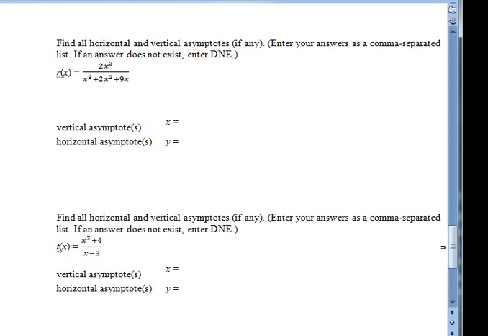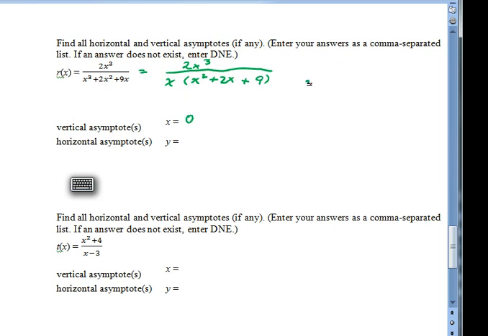And we have two problems left. 2x cubed divided by x cubed plus 2x squared plus 9x. We do notice that the denominator factors with a common factor of x, and x squared plus 2x plus 9. So a monomial times a trinomial. And so we can see that one of the vertical asymptotes is x equals 0.